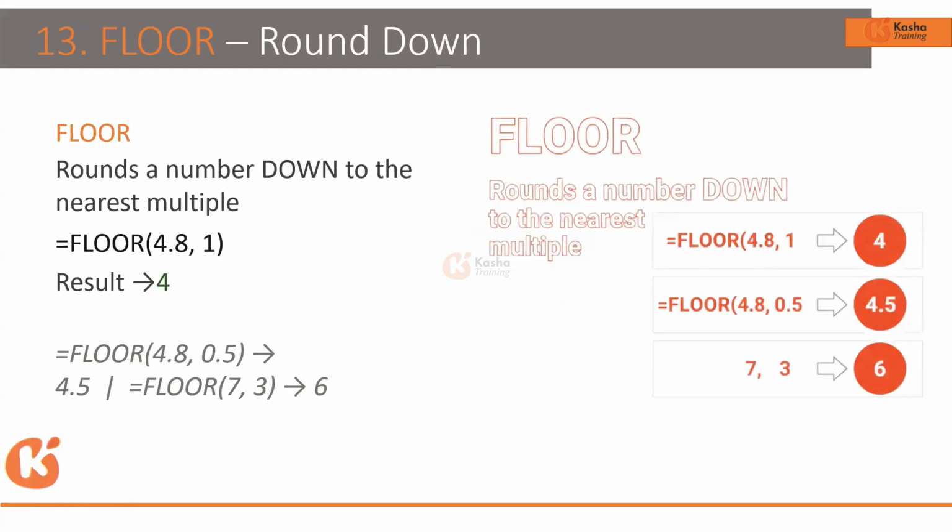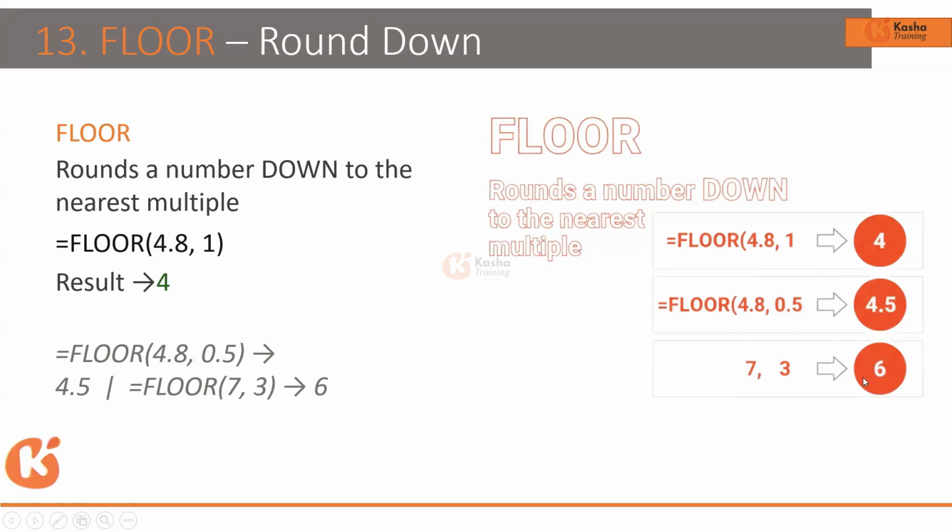And the last one is FLOOR. Floor just rounds a number down to the nearest multiple. For example, here you can see 4 rounded down. In that case, you have given the value 1, so it has become 4. Now another example, here it has become 0.5. Now 7, 3, and it has rounded down to 6.